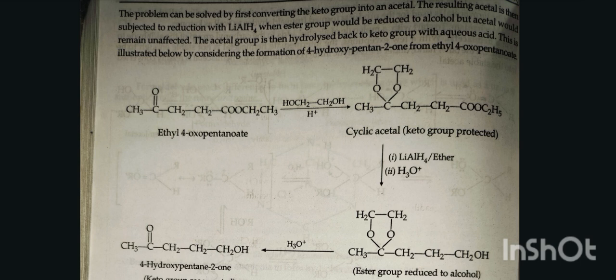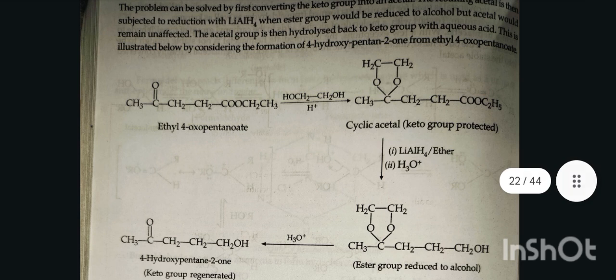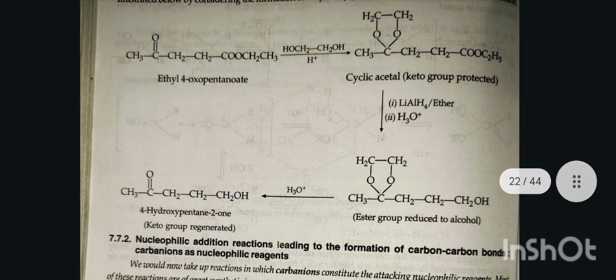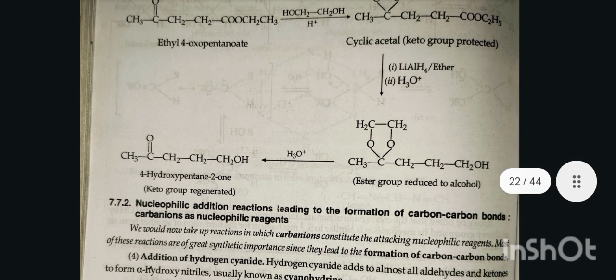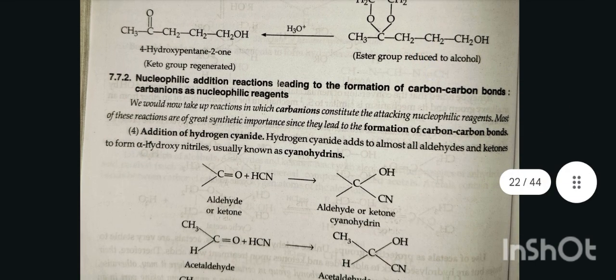This is illustrated below by considering the formation of 4-hydroxypentan-2-one from ethyl 4-oxopentanoate. Ethyl 4-oxopentanoate, in the presence of HOCH2CH2OH and H+, gives a cyclic acetal, with the keto group protected. Further, in the presence of LiAlH4 and then H3O+, the ester group is reduced to alcohol. Further, with H3O+ it gives 4-hydroxypentan-2-one, with the keto group regenerated.